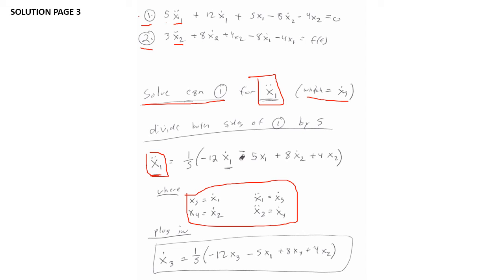So we can make those substitutions now and plug in. Here's our x1 double dot; we go down here, our x1 double dot is replaced by x3 dot, so that's where we get this from, which is equal to 1/5 times negative 12. Now we have here an x1 dot, where we can see our x1 dot is our x3, so we can plug in an x3 there, minus our 5 x1, plus now we have 8 x2 dot, where our x2 dot is now an x4, so we can plug that in there, plus our 4 x2. So this brings us to this whole equation here, which we can now see is first order.